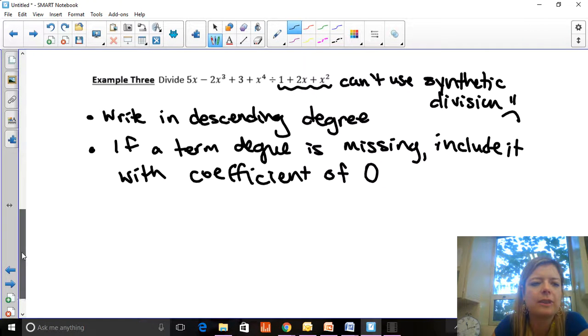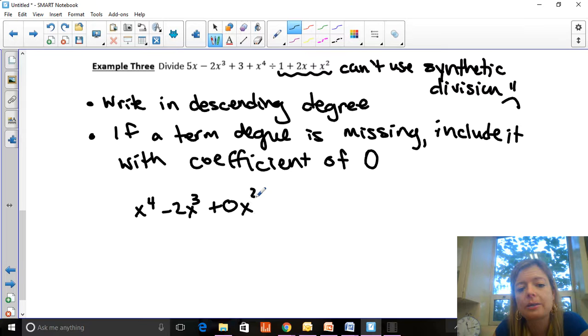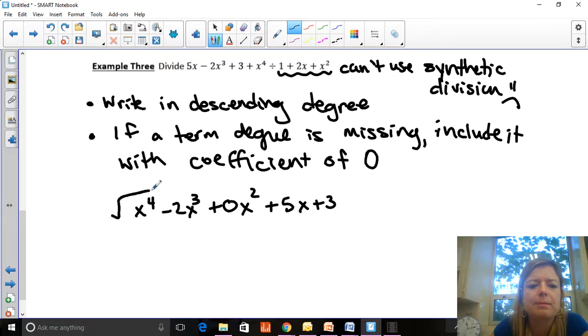Okay, so when you're doing this division, you're going to have x to the power 4 minus 2x cubed, and then plus 0x squared. So there's no x squared, so you have to include 0x squared, plus 5x plus 3. And that's being divided by, and this also has to be descending degree, so x squared plus 2x plus 1.